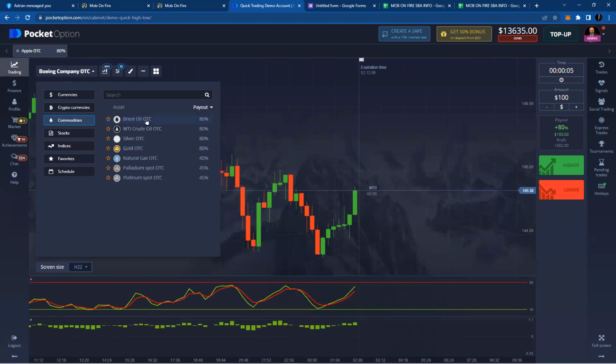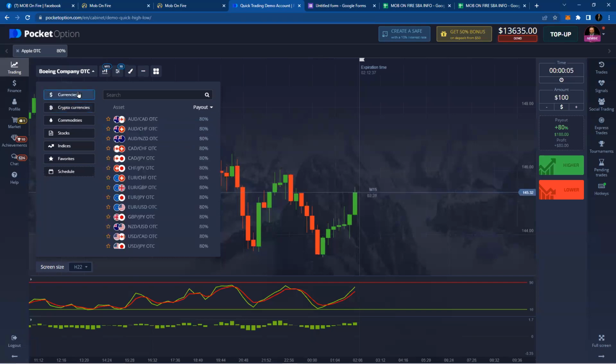You have commodities. You have oil, 80%. You have crude oil. You have silver. You have gold. Any of those are worth a while. Natural gas and platinum, they're not paying. Your cryptocurrencies usually get to a maximum of 50%. Very rarely do you see them higher than that. That's why I do not trade on them in Pocket Options, because they're not worthwhile.